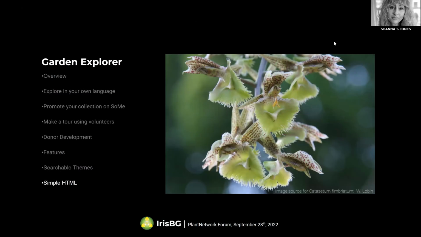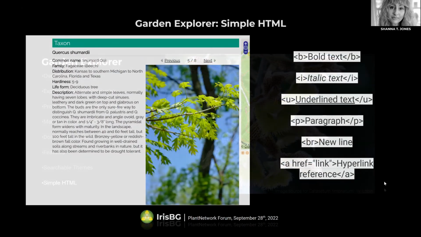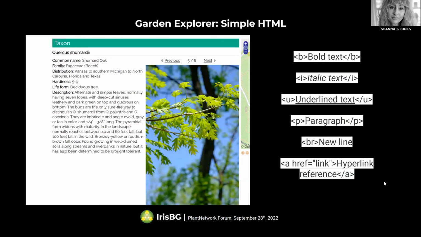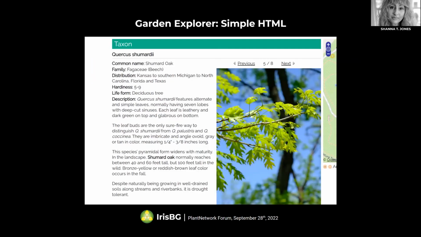Simple HTML. Using simple HTML can drastically improve readability of content listed in your tours. Garden Explorer supports the simple code shown here on the right to transform the description of a taxon from what's shown on the left to this.